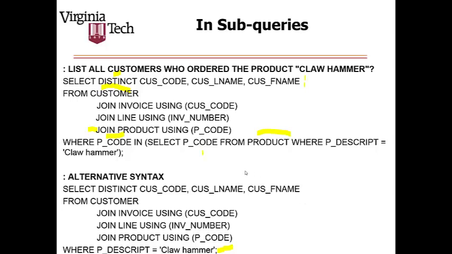Hey, I think we can say without doubt that the alternative is simpler and faster, because the top statement will have to process product twice, and the alternative syntax will only have to process through product once, or through this result set once, and find all the claw hammer descriptions.